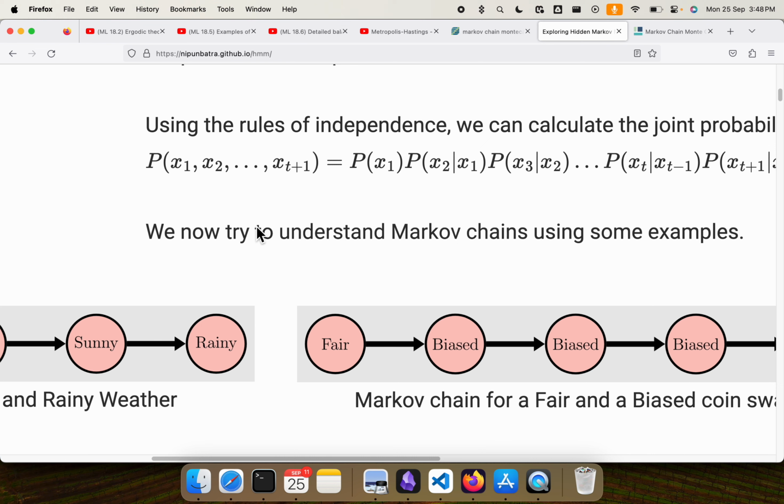Someone already said that. Okay, Arun, you said that. Can you repeat? Transition probability. So what is the probability of going from fair to biased, biased to biased, fair to fair, and biased to fair? We need all these transition probabilities, right, in order to characterize this.